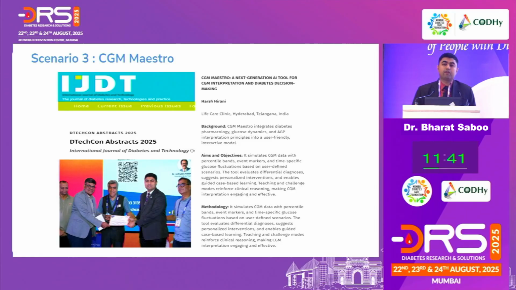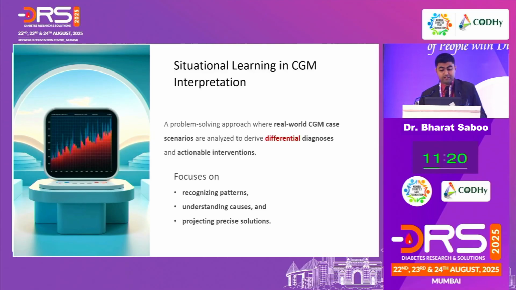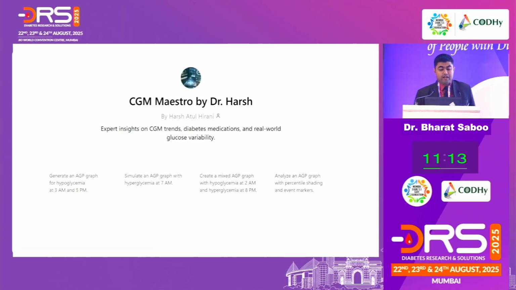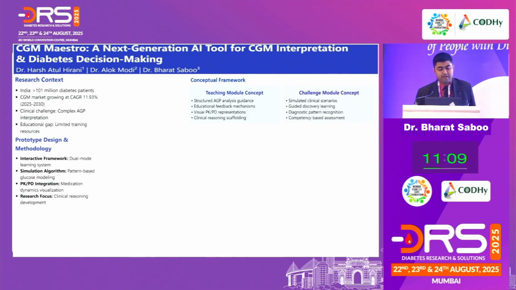In fact, we are thankful to Dr. Banshi sir, Dr. Manoj sir, Dr. Rakesh sir, and the entire DTech team for guiding us on this project and helping us win the IJDT's Best Research Abstract at 2025. And this particular solution is very unique, where what we've done is we've trained AI on multiple situational scenarios of glucose fluctuations, where pattern recognition, causative understanding, and projection of precise solutions is what AI does as a deployment.